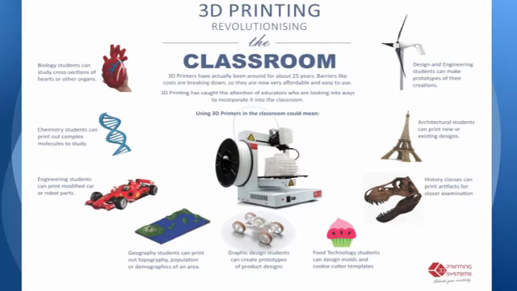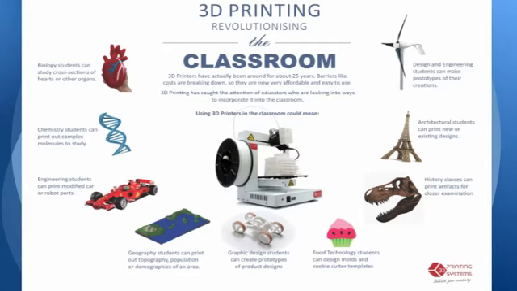These are a couple of ways that 3D printing or printers are helping to revolutionize the classroom. For biology, students can use 3D printed objects to study organs or bones or skeletal systems. For chemistry, students can print out complex molecules to study. Engineering students can print modified car or robot parts.